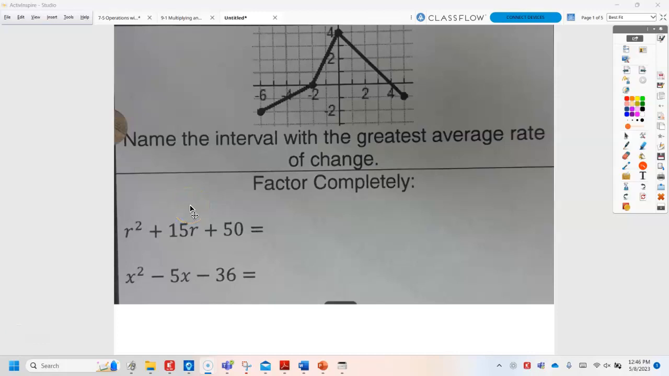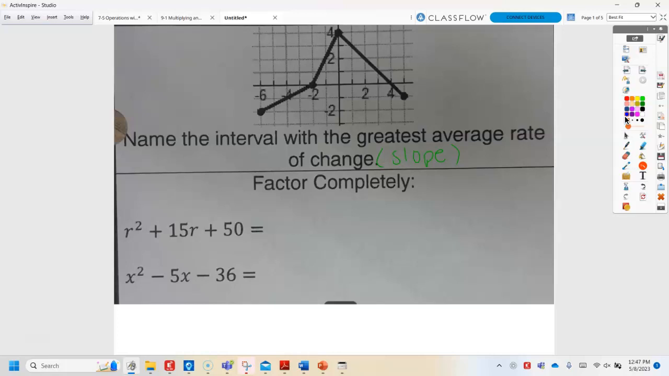It says, name the interval with the greatest average rate of change. In math, the words average rate of change simply mean slope. So again, average rate of change is a fancy way of saying slope. So what you wanted to do was look at that graph and identify which of those three lines had the greatest slope.